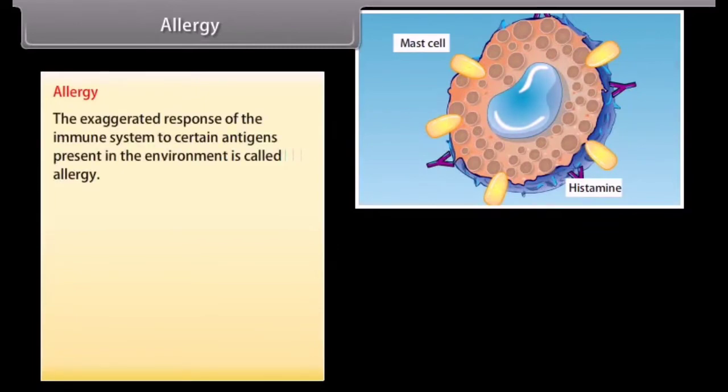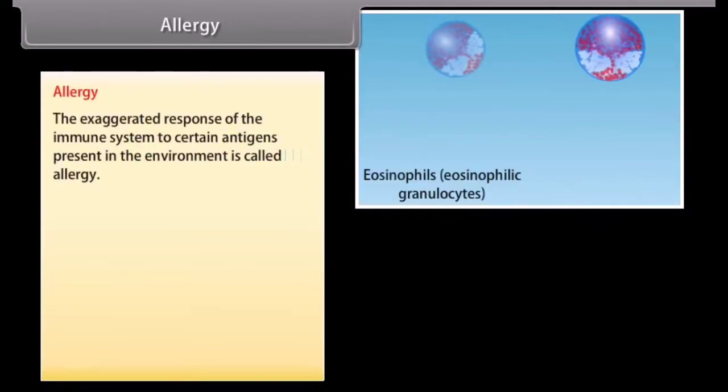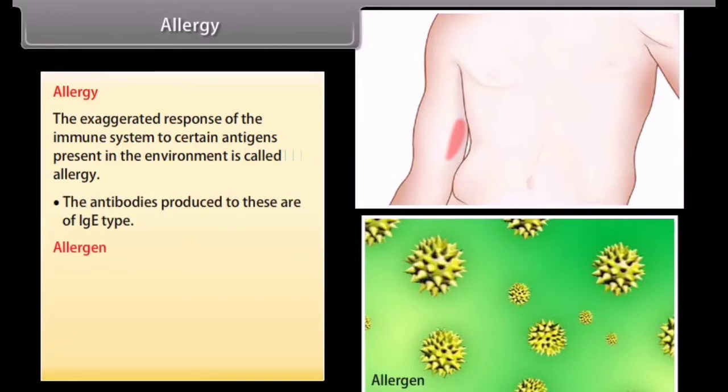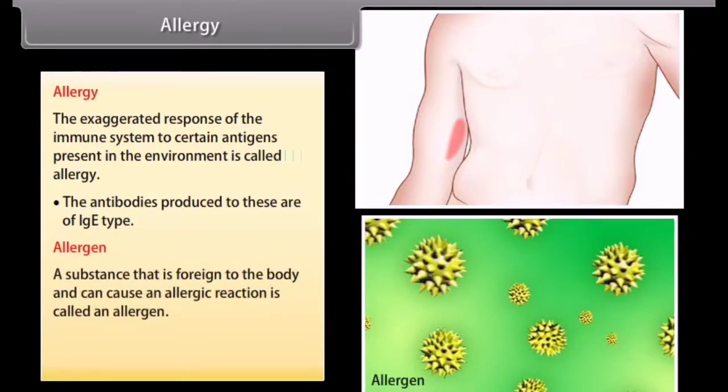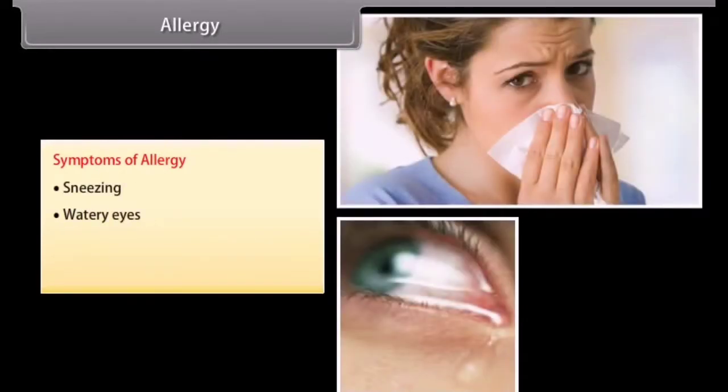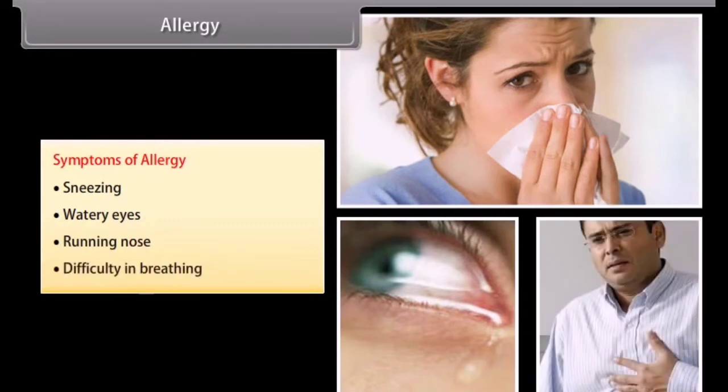Allergy. The exaggerated response of the immune system to certain antigens present in the environment is called allergy. The antibodies produced to these are IgE type. Allergen: a substance that is foreign to the body and can cause an allergic reaction is called an allergen. For example, mites in dust, pollens, animal dander, etc. Symptoms of allergy: sneezing, watery eyes, running nose, difficulty in breathing.